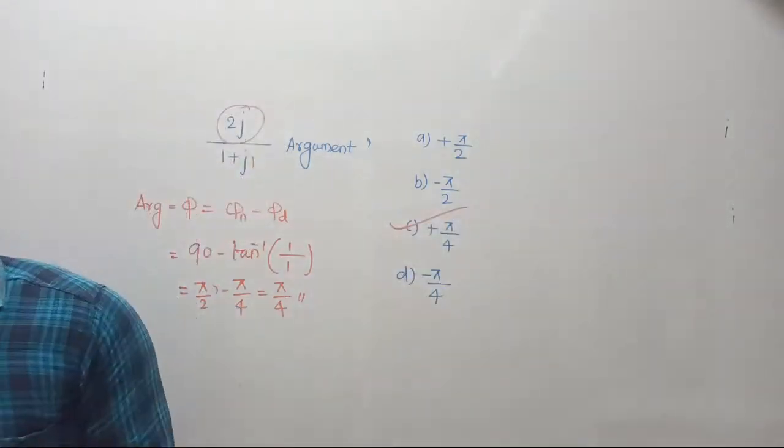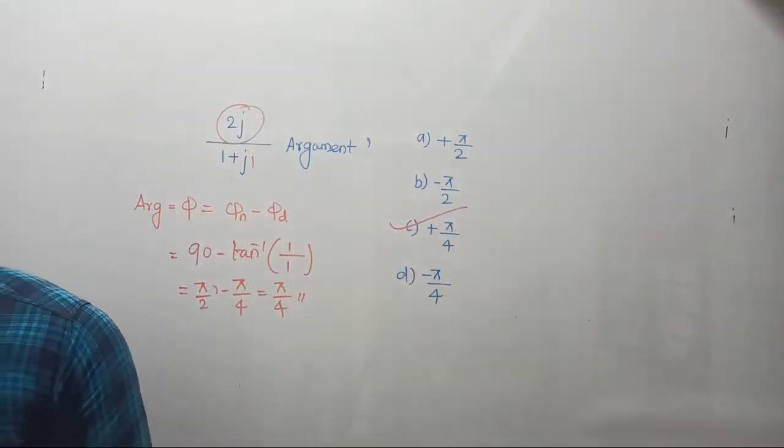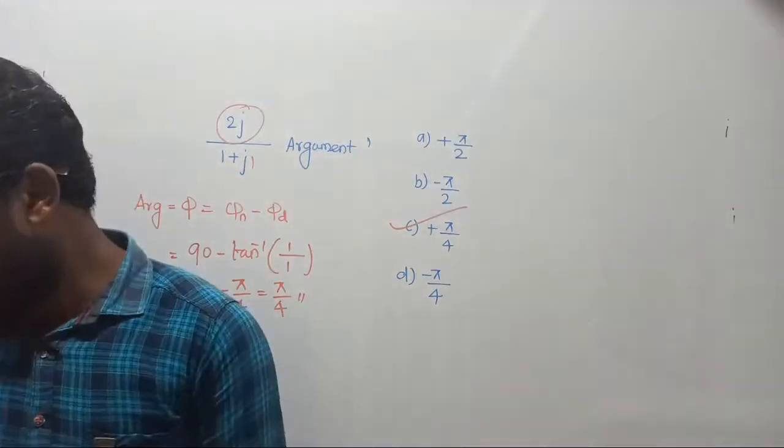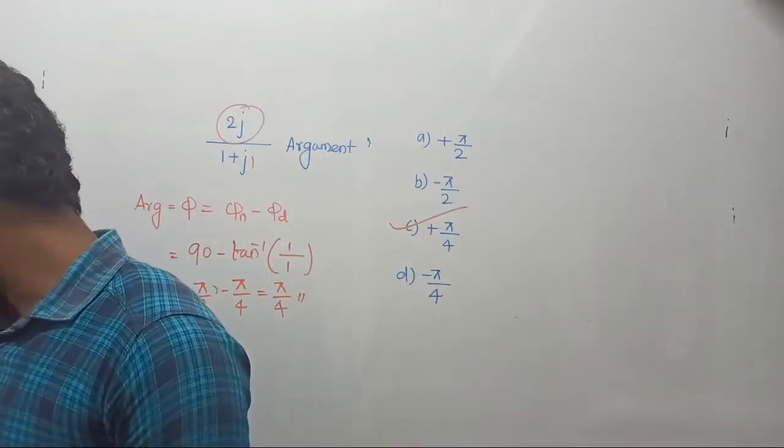So what is the correct answer? Option C. Did anyone post the answer? No, right? So the correct answer is option C, that is pi by 4. I hope things are clear to you all.